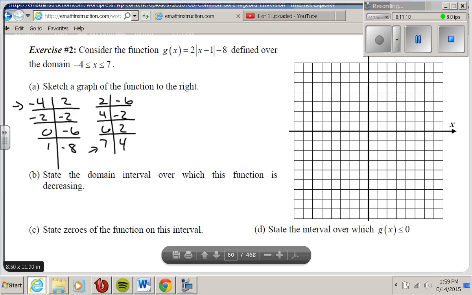-4, -2. I'm sorry, -4, +2, wrong direction. -2, -2, 0, -6. My y-intercept, 1, -8. 2, -6. It's an absolute value function. It is symmetric. 4, -2. It's symmetric to the vertex. And 7, 4.